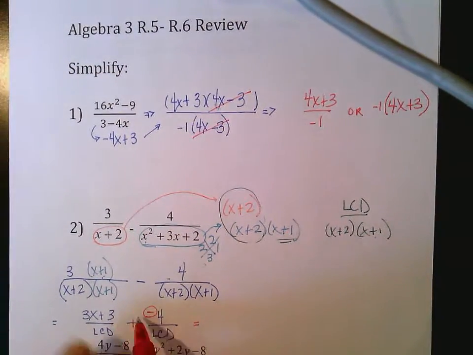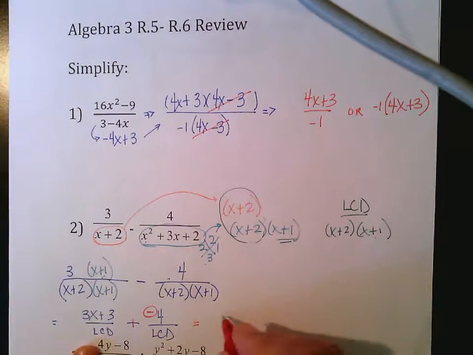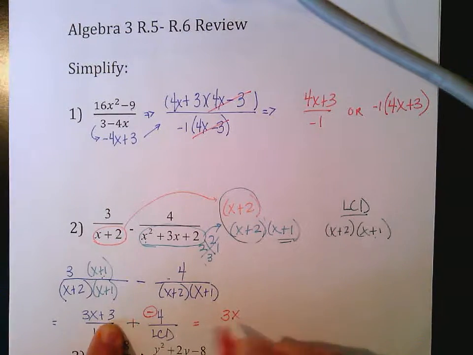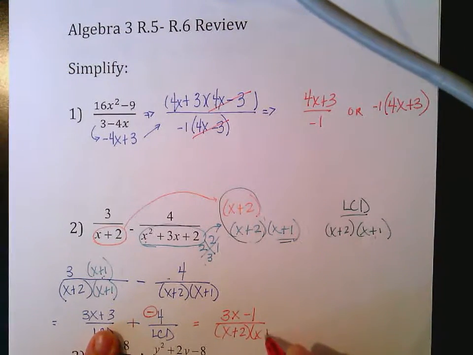So then when we combine like terms, the only x term we have is 3x. So we have 3x plus 3 minus 4 is a minus 1 over our LCD, which since we're at the answer, I'm going to go ahead and write the LCD out. x plus 2, x plus 1.